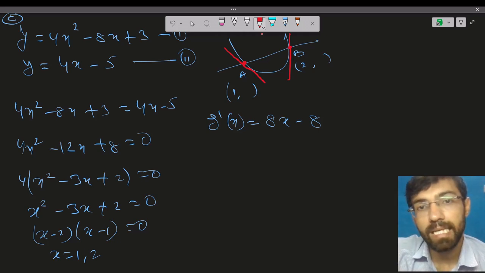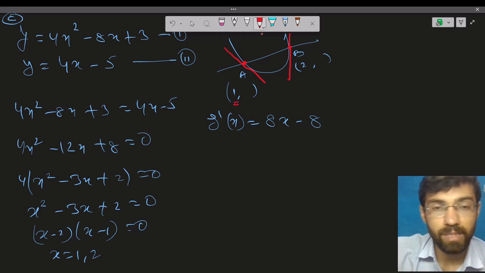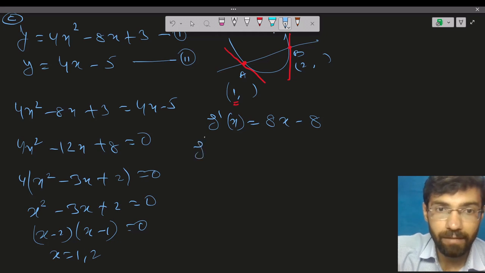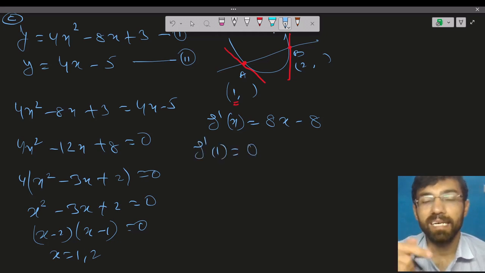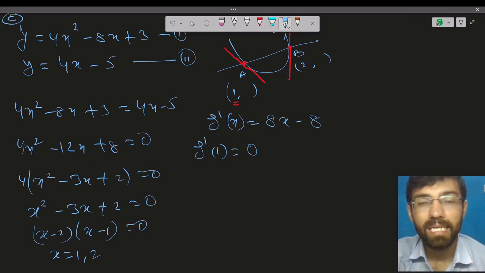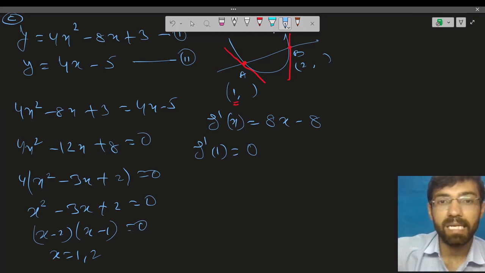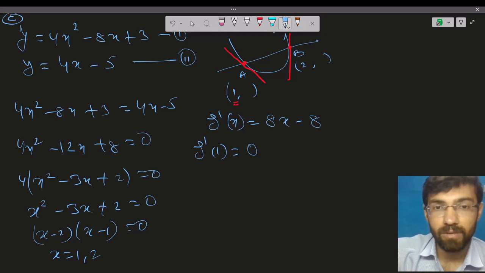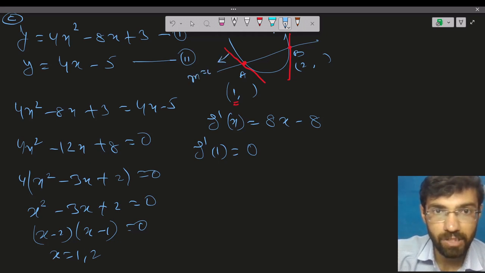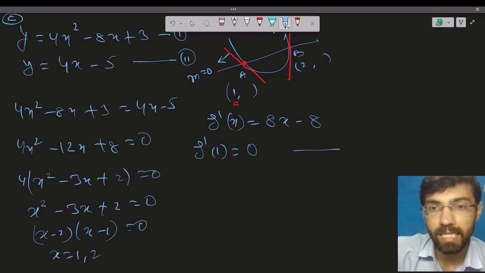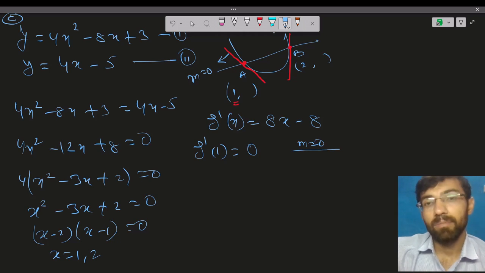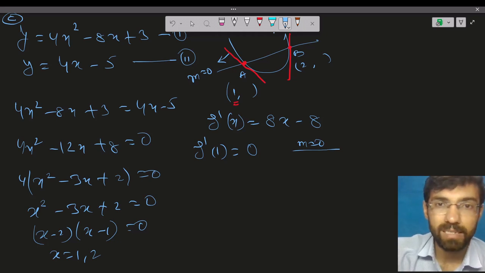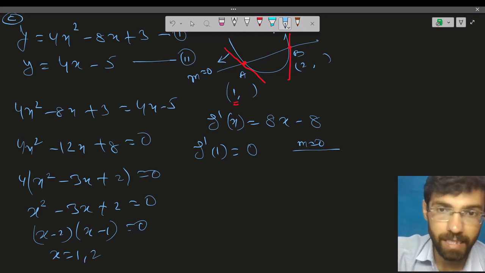For the gradient at point A, x equals 1, we will just find f dash 1, which is 8 minus 8, that is 0. By the way, this curve I am drawing randomly, so it is not exact. The gradient m at point A will be 0. And by the way, gradient 0 is a horizontal line, m equals 0. I am just drawing a random parabola and random line, so the graph is not very perfect.